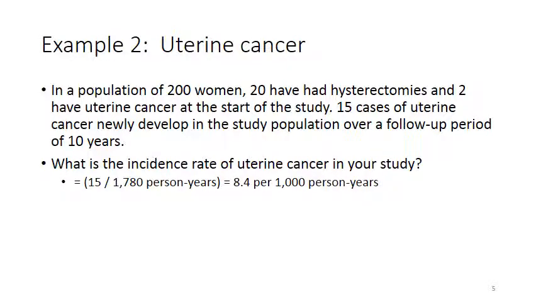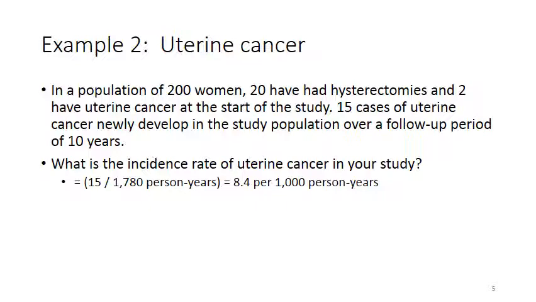In a population of 200 women, 20 have had hysterectomies and 2 have uterine cancer at the start of the study. 15 cases of uterine cancer newly developed in the study population over a follow-up period of 10 years. The incidence rate is calculated by dividing the 15 cases that newly developed by the total person time at risk.